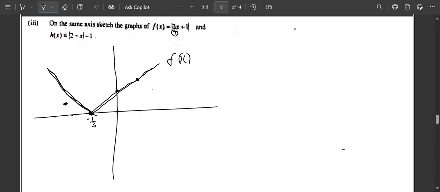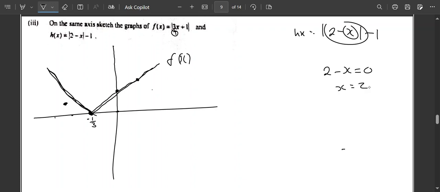For the friend also, h of x is equal to, so we have 2 minus x, then minus 1, like that. So this is negative, right? So the graph will now go down, but what you do is get what is inside there, solve. So 2 minus x is equal to 0, then x is equal to 2, right? So you go where x is equal to 2. x is equal to 2 is at this point.